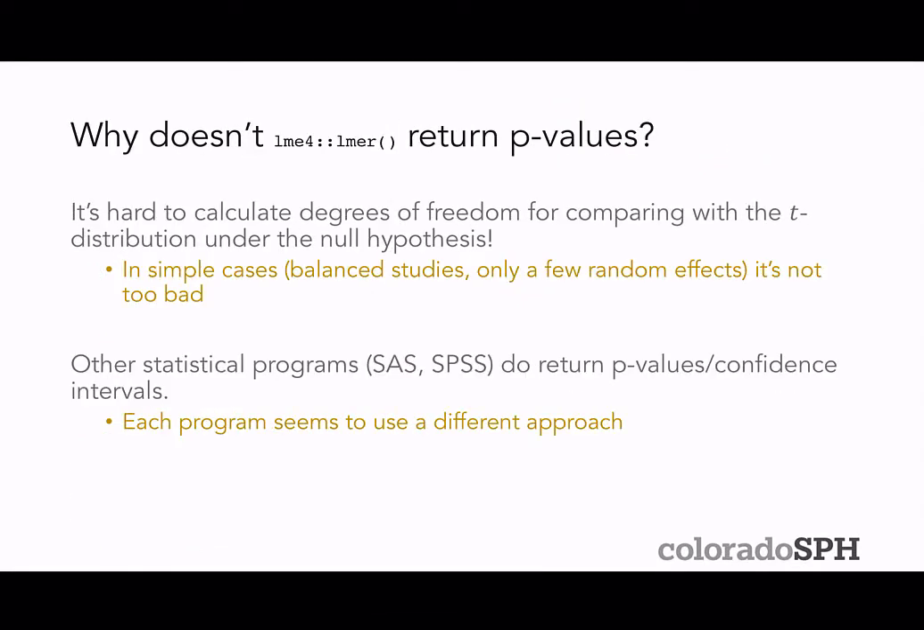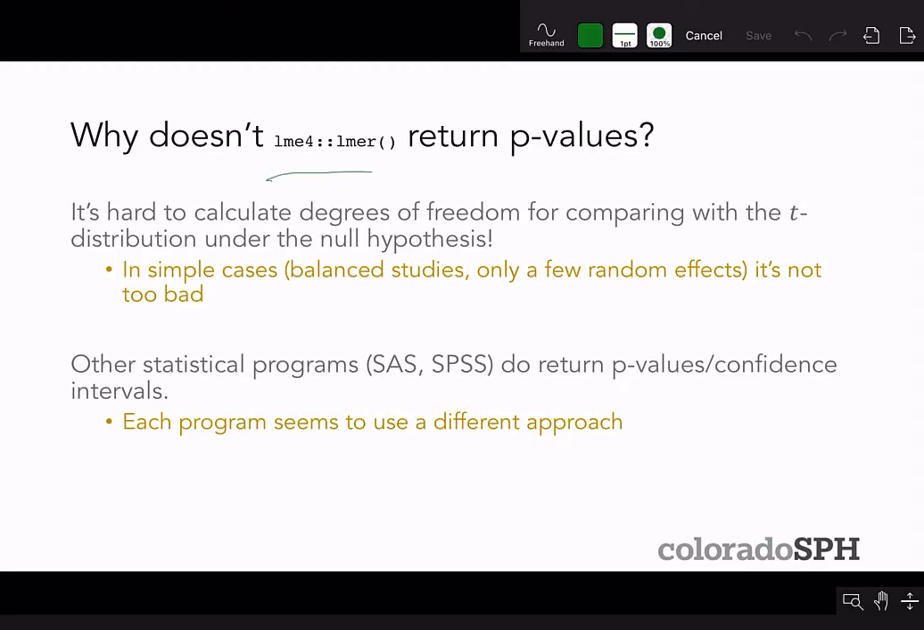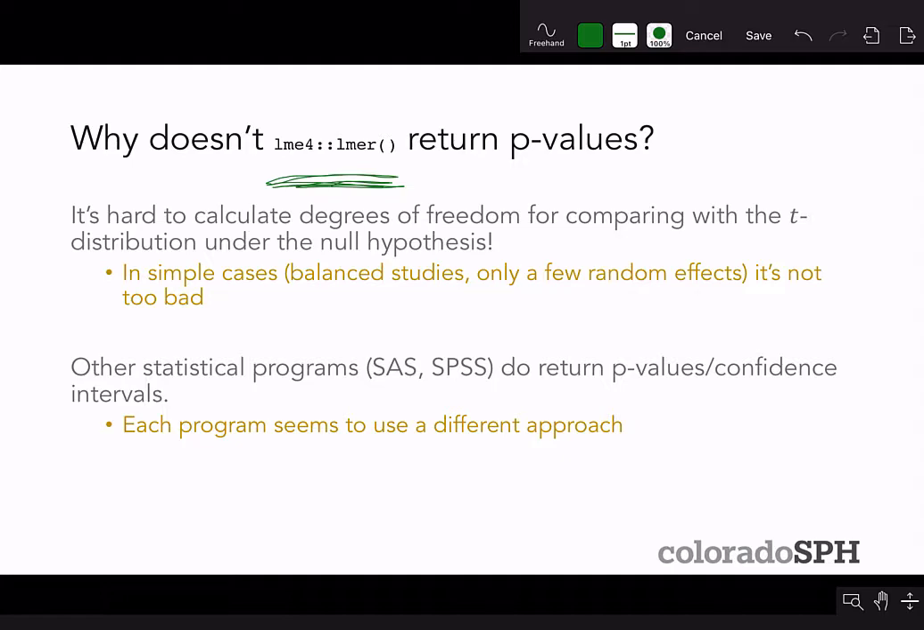So why doesn't LME4 return p-values? Well, I added some links at the beginning of this lecture if you want to read up on it more. But the main reason is that they don't want you to misuse the results and assume that those are accurate in all different models that you might run. Because really, only the results calculated using the t-statistic are going to be accurate under some scenarios, and that's because it's hard to calculate degrees of freedom for comparing the t-distribution of interest under the null hypothesis.